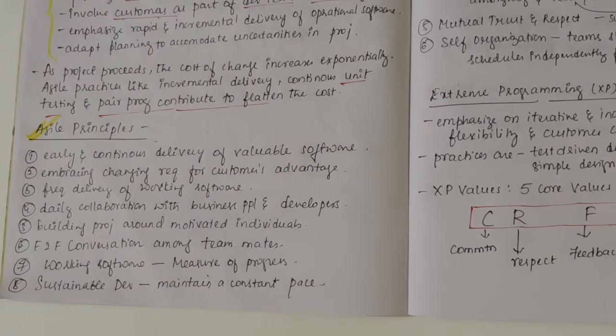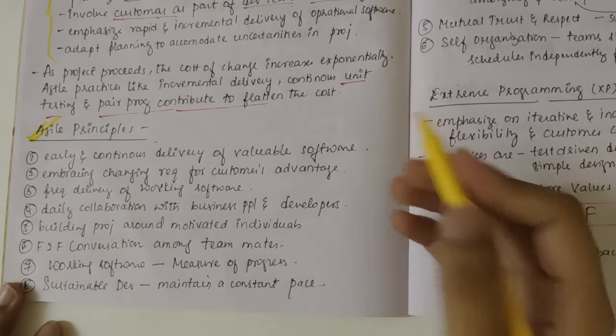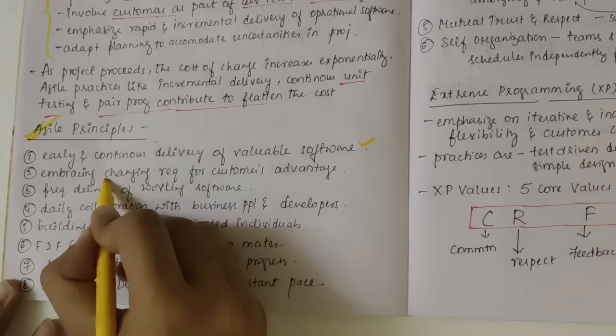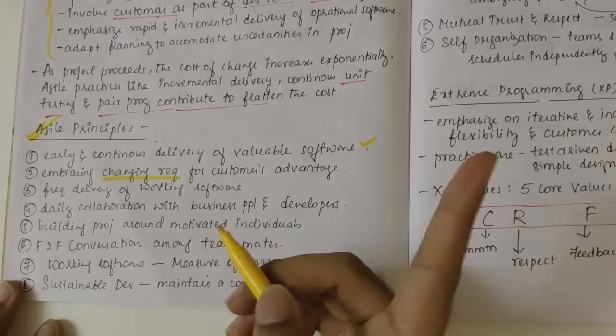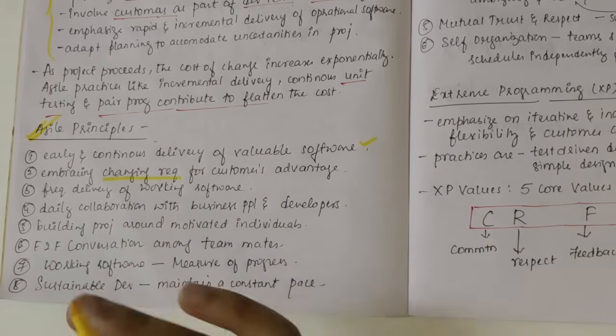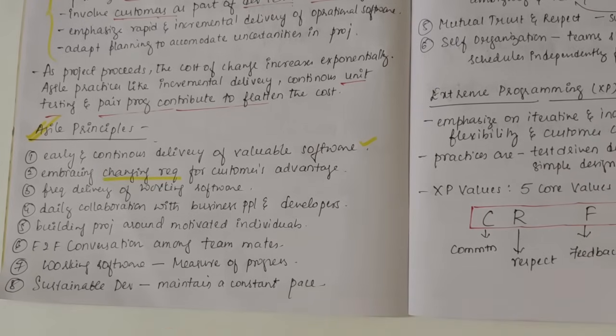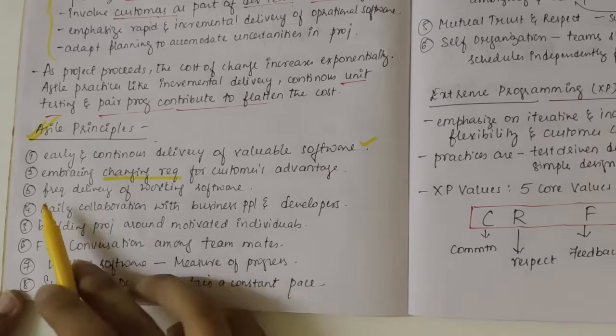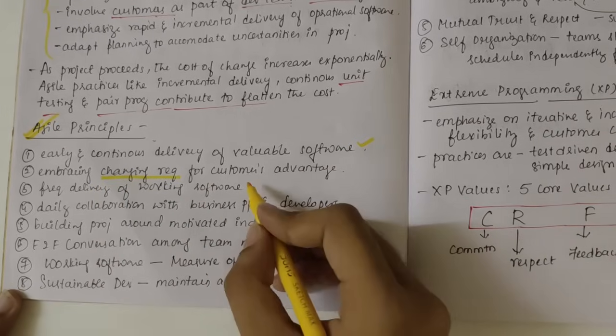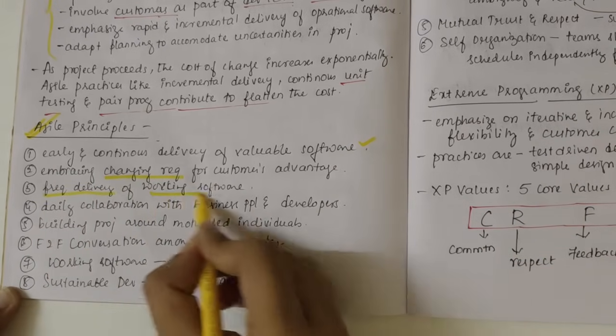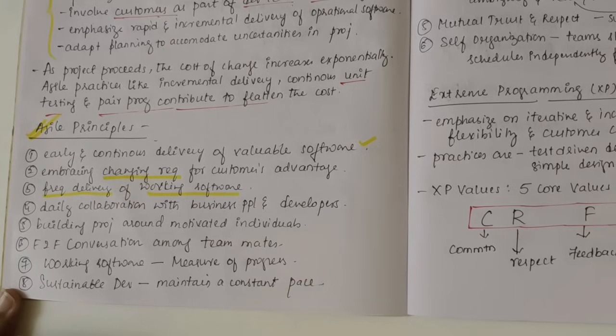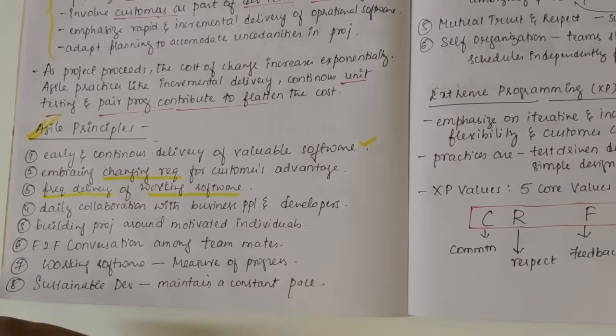Firstly, we should make sure of early and continuous delivery of valuable software. Then changing requirements: we should embrace whatever the customer says. At any stage of development, if the customer says change this, we should be ready to accept it and work on it. So that's what the second principle says. The third one says we should give frequent delivery of working software. Instead of providing excessive documentation, if you make use of working software, it will speak louder than the documents.